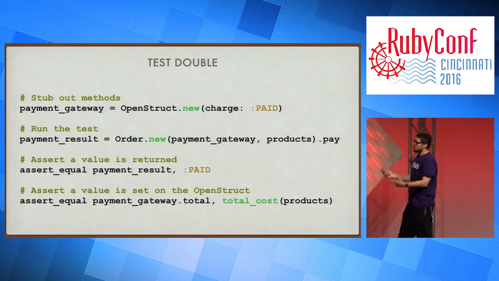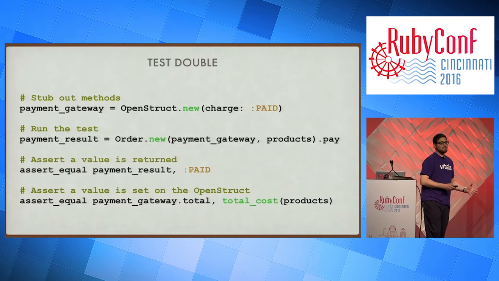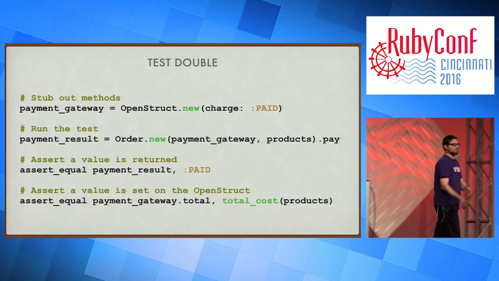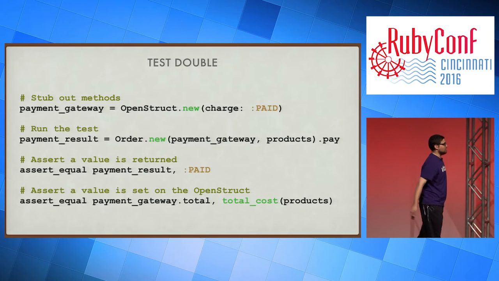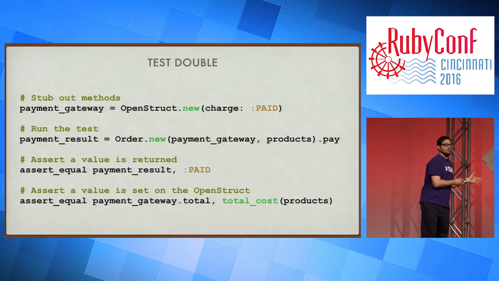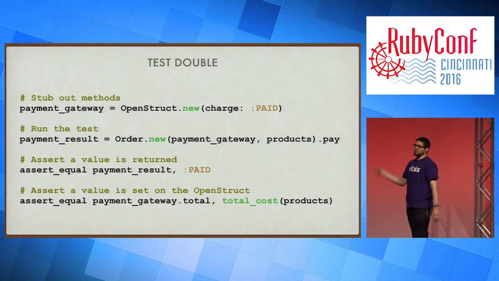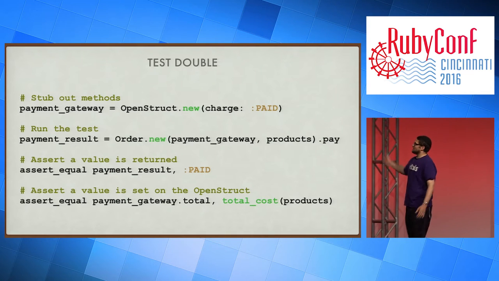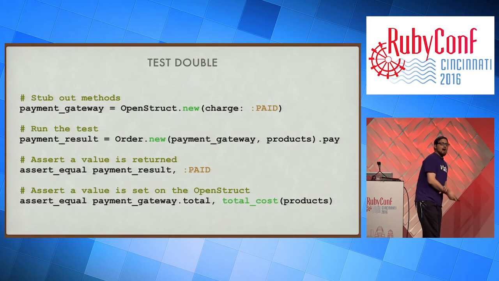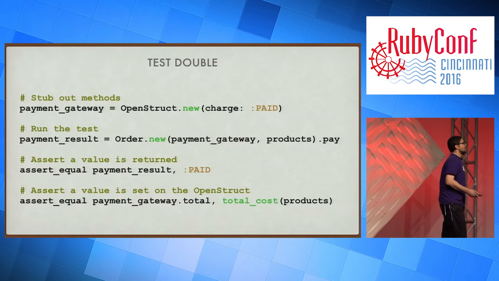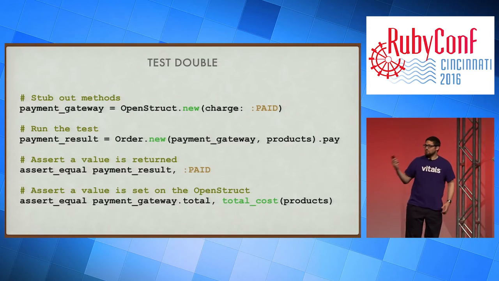And it turns out OpenStruct is a really, really easy way to do this, because every key value pair that you put into your OpenStruct becomes a method and its return value. So in this case, we have an OpenStruct which has a key of charge and a value of the symbol paid. Every time you call .charge on that OpenStruct, it's just going to return paid. So it's a really simple, easy-to-use test double. We can inject it into our order class, assert that something's returned. We can also, if we want, assert that something is set on the OpenStruct. But again, the basic point is that OpenStruct, because it has the charge method now, is a really easy-to-use test double.